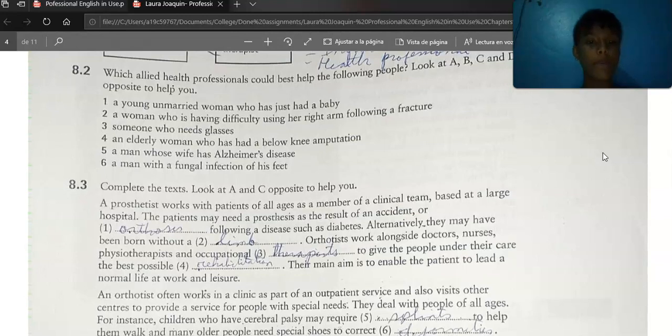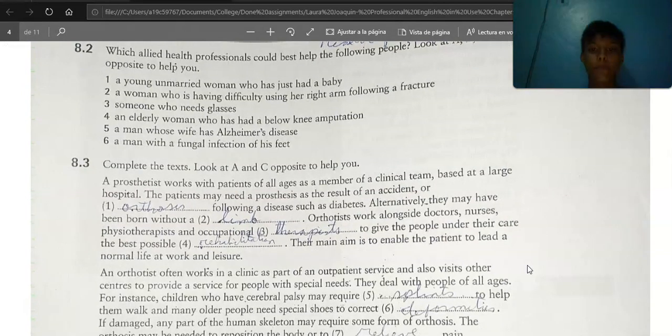That will be a social worker. Then a woman who is having difficulty using her right arm following a fracture. The health professional that we need will be a physiotherapist. Then for someone who needs glasses, an optician. An elderly woman who has had a below knee amputation, that will be a prosthetist or occupational therapist.